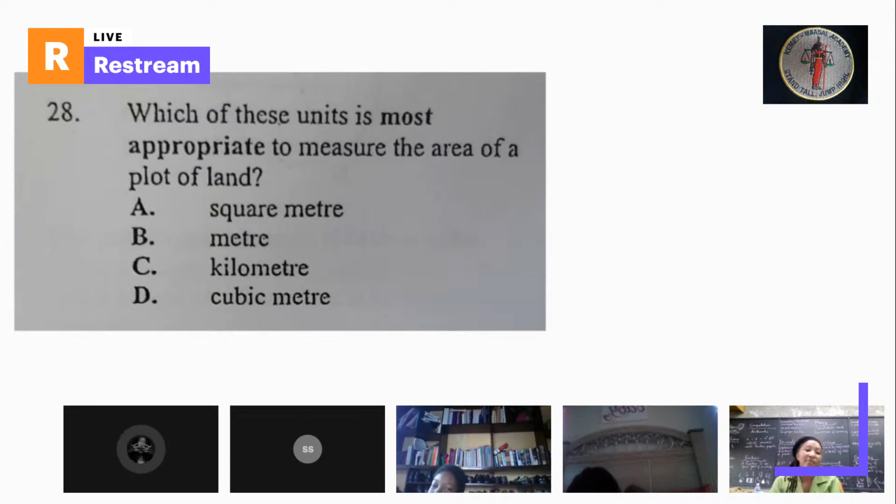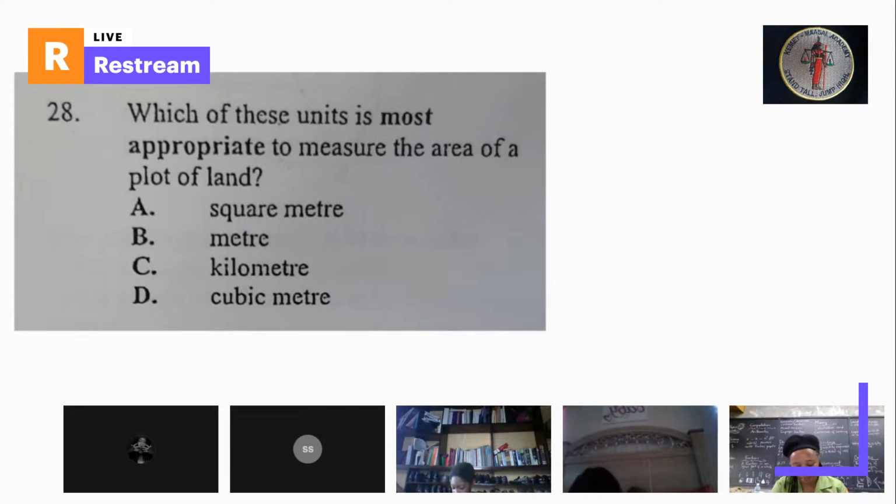Yes, Miss. All right. Shall say on number 28? Okay, Miss. Number 28. Which of these units is most appropriate to measure the area of a plot of land? A. Square meter. B. Meter. C. Kilometer. Or D. Cubic meter?